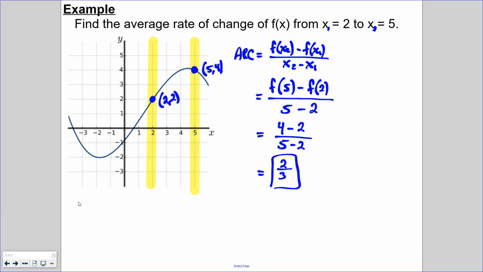And all right, folks, that is it. That is finding the average rate of change given a table or graph.